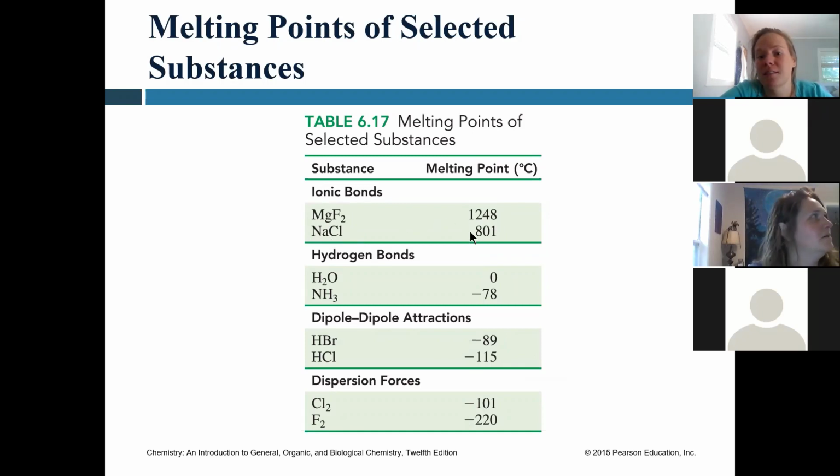1248 degrees Celsius, 801 degrees Celsius. That's why you're not seeing your table salt melt, because you would need something much warmer than your oven.